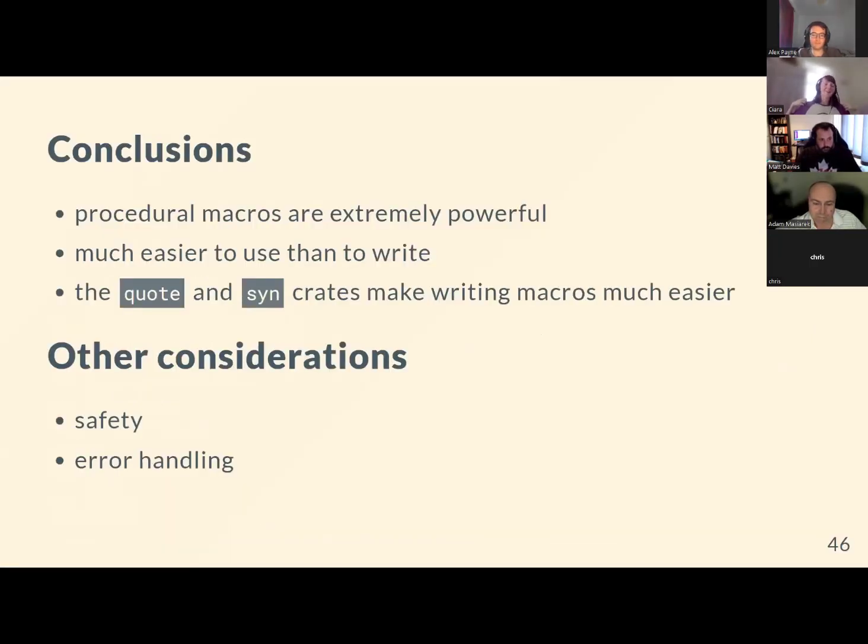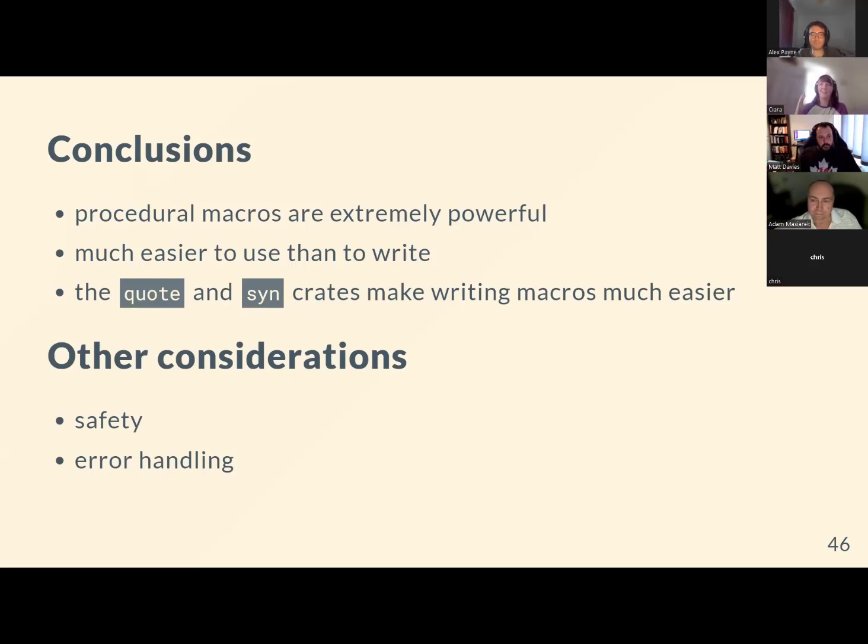So, conclusions. Procedural macros are extremely powerful. You get full access to all of the information about the abstract syntax tree. You can interrogate the types, you can burrow down, you can get the data out. You can look at where the brackets are, you can look at everything. I'd say they're much easier to use than they are to write.